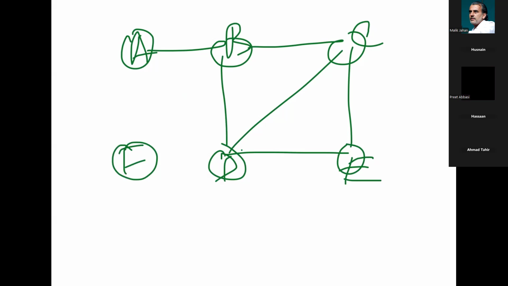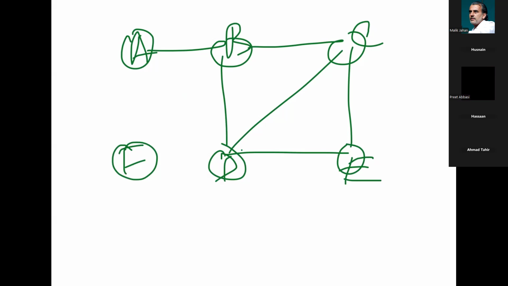Sir, in a path, can we repeat an edge twice? Look, if you repeat an edge, you'll be automatically repeating vertices, because an edge is an ordered pair of vertices. When you start writing that thing, the edges will start repeating. Are you getting my point?